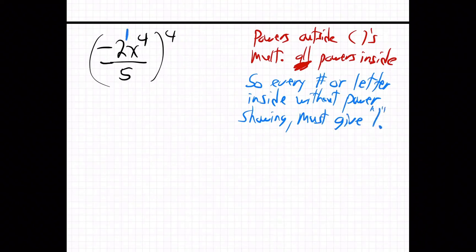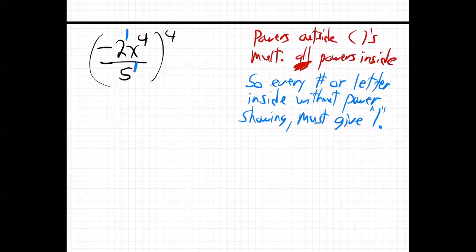So I'm going to give this guy one and this guy one. Is that making sense? Any number or letter inside the parentheses that doesn't have a power showing, basically everything really does have a power. So if that two and that five don't have a power on them, it's really a one. If this x to the fourth didn't have a four, and was just x, then I would give it a one because there'd only be one x, but it's got a four showing.